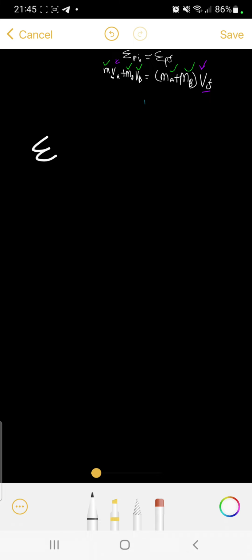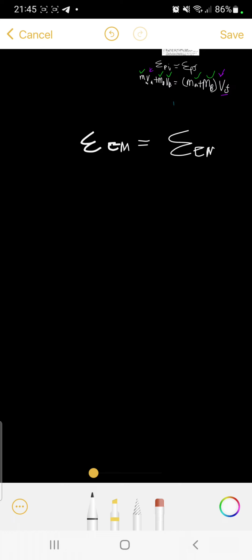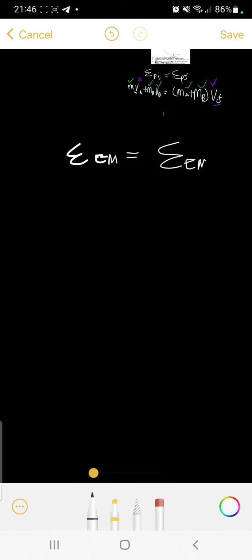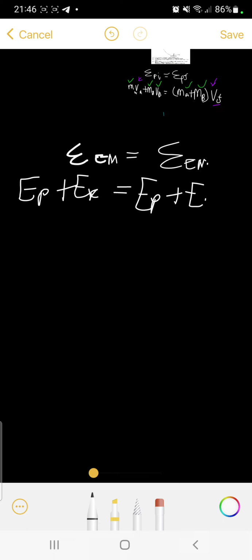So the sum of EM, I'm just going to call it EM, is equal to the sum of EM. This is the conservation of mechanical energy. Once we've got that jotted down, let's continue. We know that EM, which is mechanical energy, is the sum of the potential energy plus the kinetic energy.